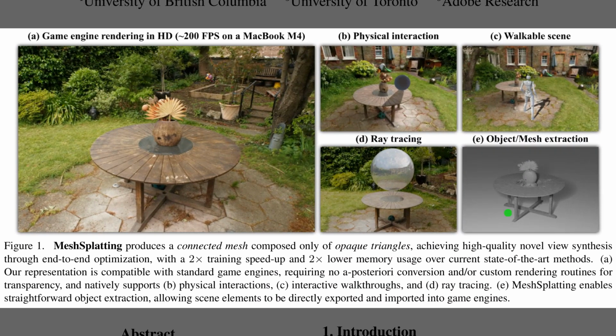Alright, Figure 1 shows what MeshSplatting delivers in practice across several scenes and interactions. The large left panel demonstrates high-definition game engine rendering that runs at hundreds of frames per second on a laptop, so performance stays real-time. The top middle panel adds a virtual object that physically collides with the reconstructed table, which highlights compatibility with standard physics engines. The top right panel turns the reconstruction into a walkable scene with a character exploring it. The bottom middle panel illustrates ray tracing with a reflective sphere, and the bottom right panel extracts a clean mesh of the table and centerpiece for direct reuse.